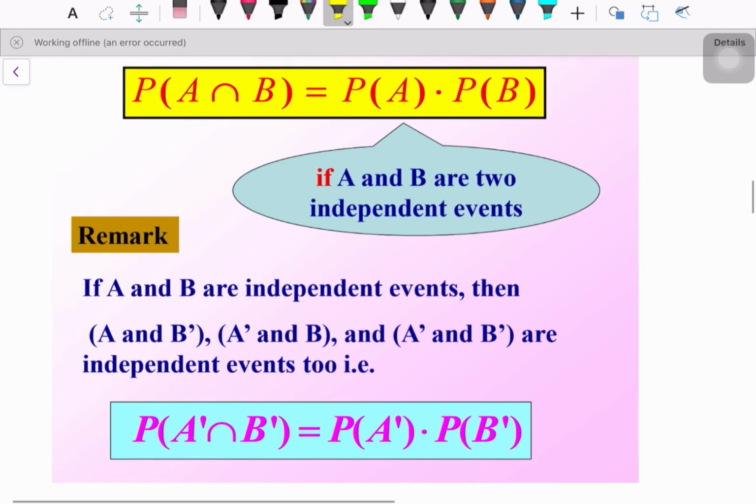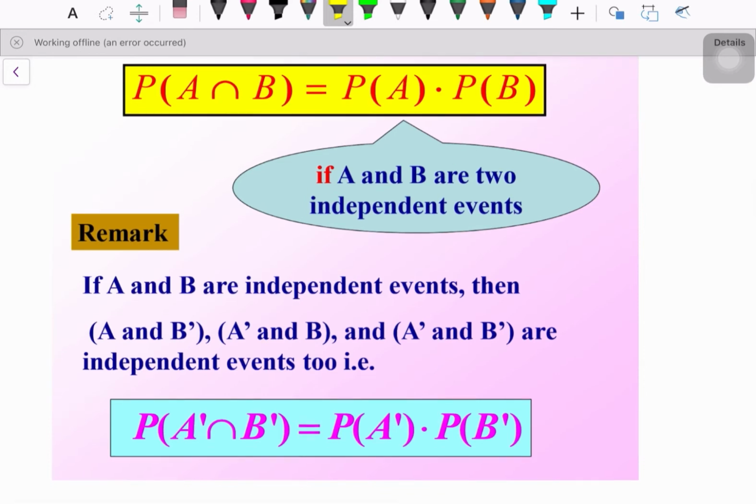The same thing applies to complements of the events. When we have the probability of A complement intersect B complement, the same rule applies. Since both events are independent of each other, the probability of A complement is multiplied with the probability of B complement for their intersection.